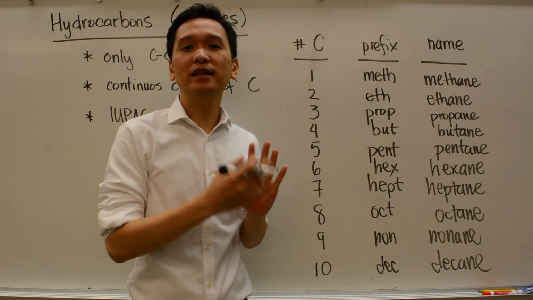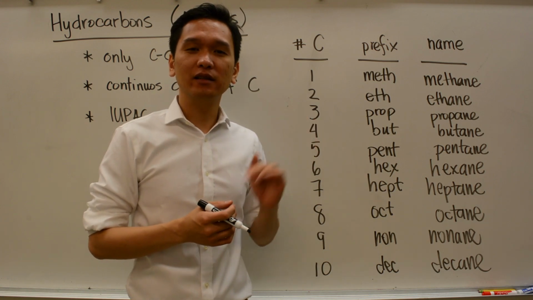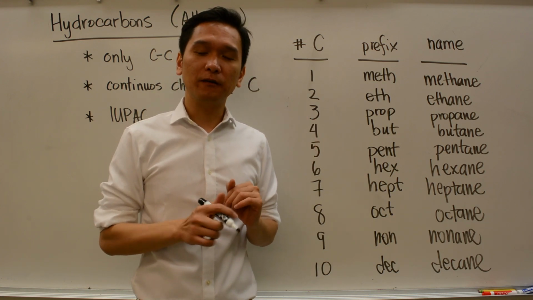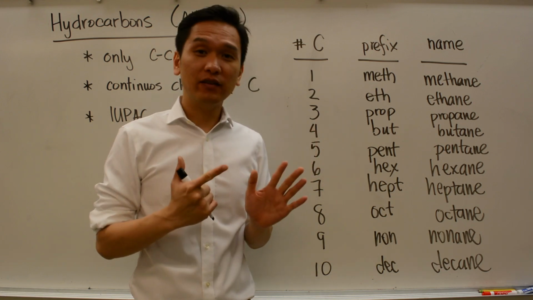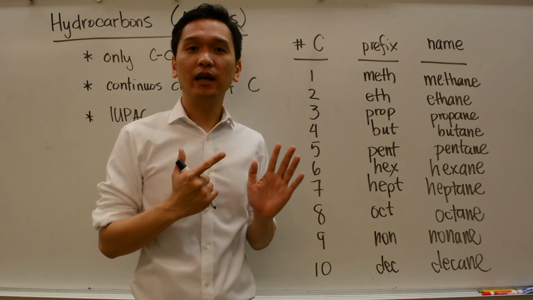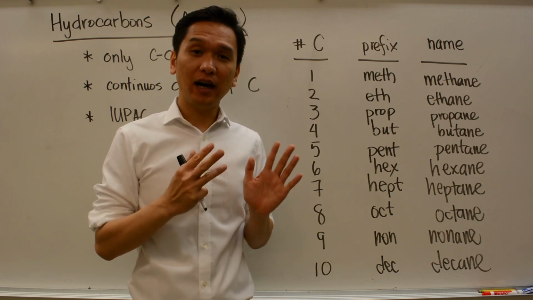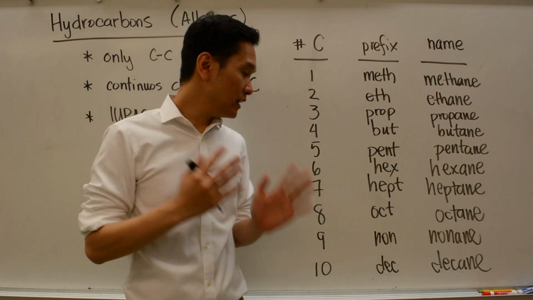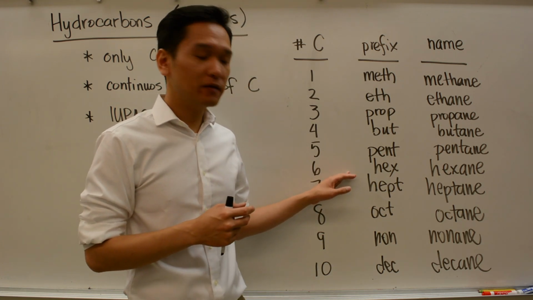Pent, so it's pentane. Starting from five, it gets a little bit easier to remember because these are prefixes that you know already. Six is hex, so it's hexane. Seven is hept, so it's heptane. Eight, oct, octane. Nine, nonane. Ten, dec for decane.